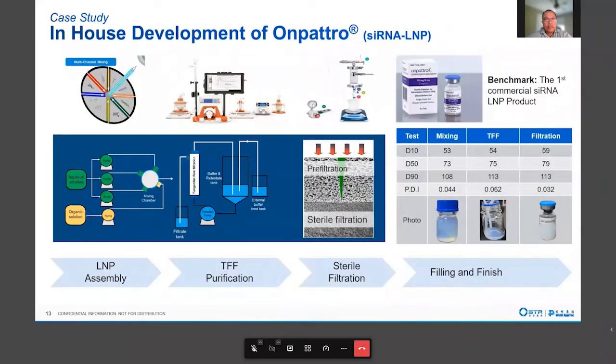The process is shown in this slide. The first step is LNP assembly through multi-channel mixing, then the TFF purification step to remove the ethanol, do the buffer exchange and concentration, then sterile filtration and fill finish. You can see in the table the IPC results for particle size measurement from different stages of the process: the mixing stage, the TFF purification stage, and after sterile filtration. They are very consistent, with an average particle size of 80 nanometers and a narrow PDI below 0.1. Here are photos of the actual samples at each stage.